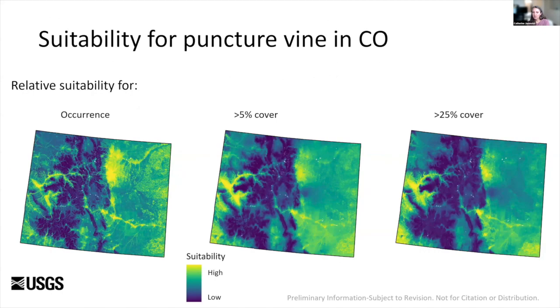And so this is just a zoom in to Colorado for that same species, showing those 3 different types of information. And so you can see the patterns of where the species might just occur aren't the same as where it might have high abundance.